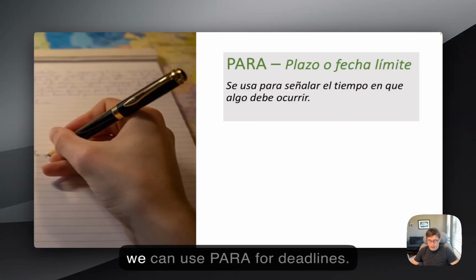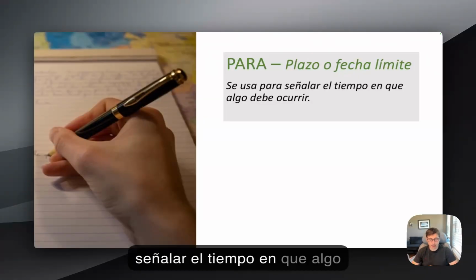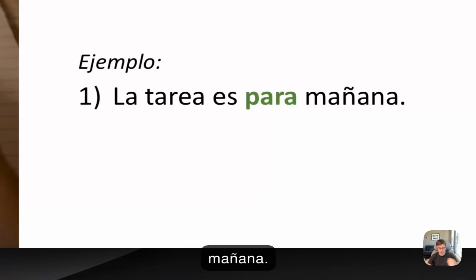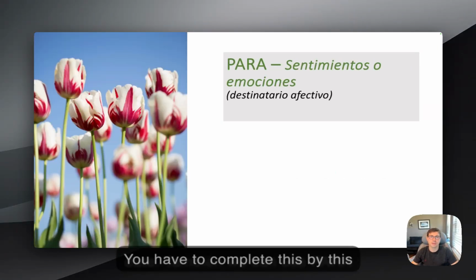Now we can use para for deadlines. So, when something is due. Plazo o fecha límite. Se usa para señalar el tiempo en que algo debe ocurrir. So let's say that tomorrow you have to do homework. La tarea es para mañana. You have to complete this by this date.